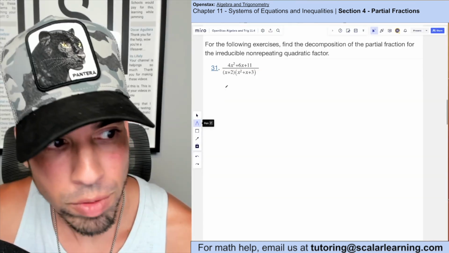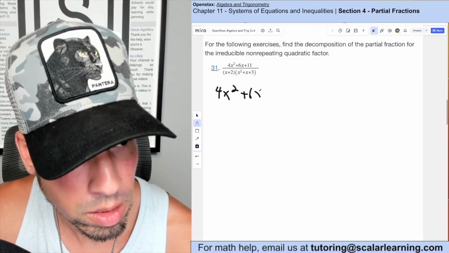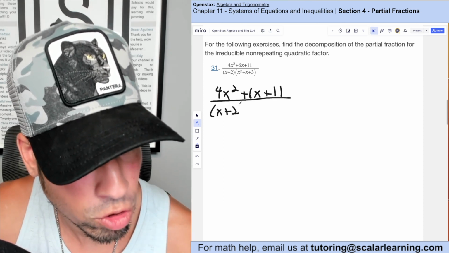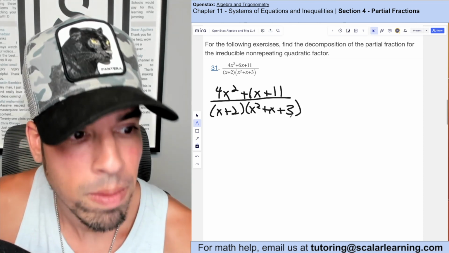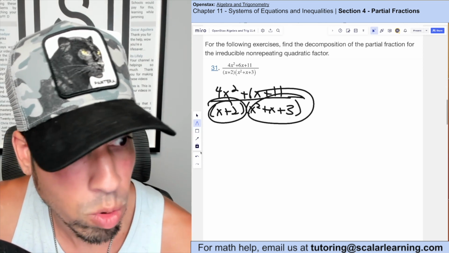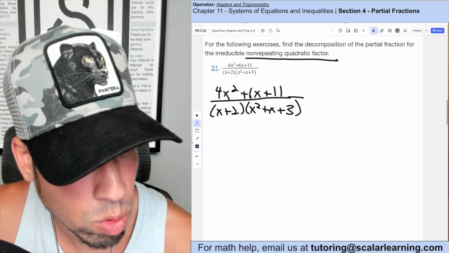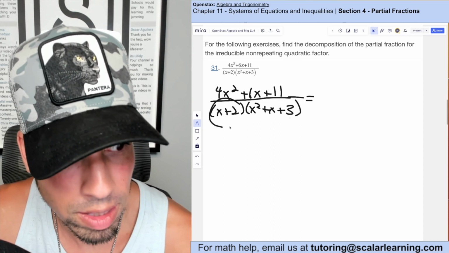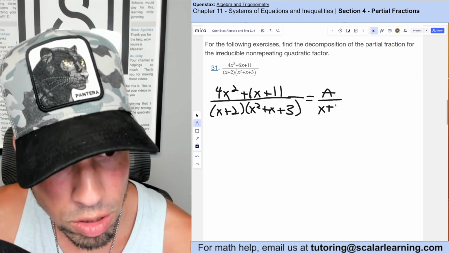Done. All right, so for this one, as we do the decomposition, first I'm going to rewrite that numerator, 6x plus 11 over that denominator, x plus 2 times x squared plus x plus 3. Great. Okay, so what we got here is a linear factor and a quadratic, and it's a non-repeating quadratic, right? And the way we break this up is as follows. For this linear factor, we do our typical thing, right? A over x plus 2.